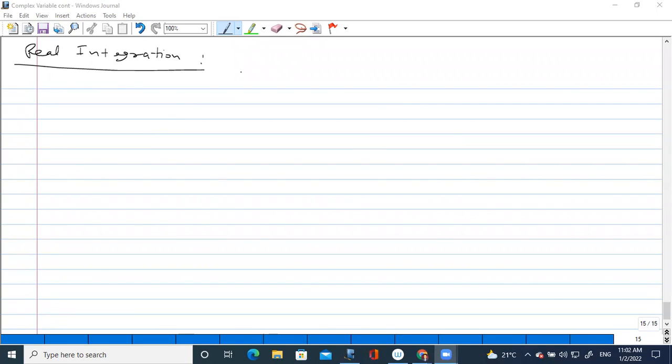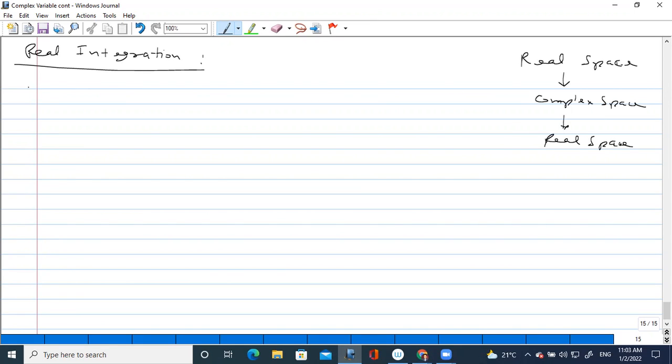So, today we will start the real integration. Actually, our main purpose is to solve the real integration only. But because a real integration, if it is very difficult to solve, what we do is convert our question from real space into complex space, and then again convert to real space. So this will be our methodology to solve such type of problems.